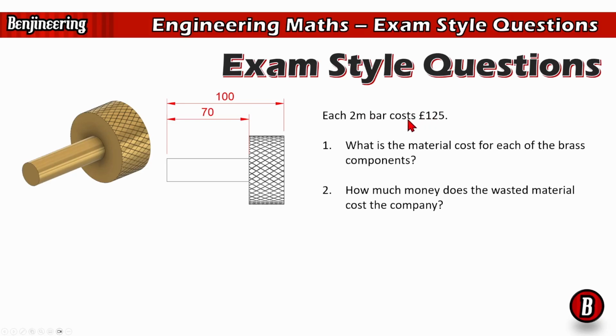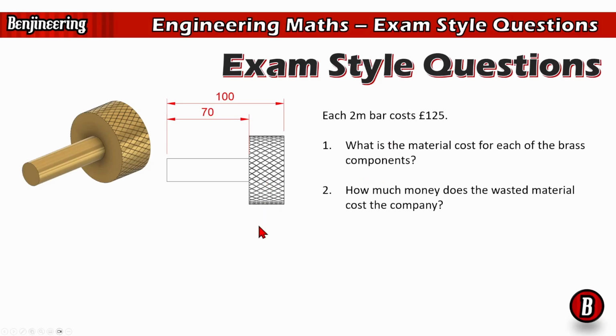So with that in mind, how much does one of these cost? What is the material cost for each of the brass components? And then how much money does the wasted material cost the company? Obviously, they've still got to purchase the material in its full length. So when they make components like this, they will have to factor in the cost of the waste. Okay, right, it's that time again. So pause me, have a go, see if you can get to an answer. And when we come back, we will have the answers.